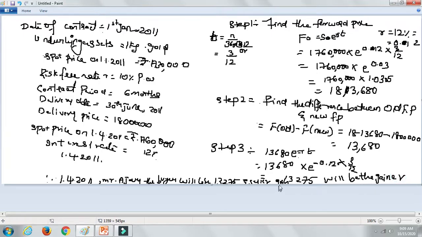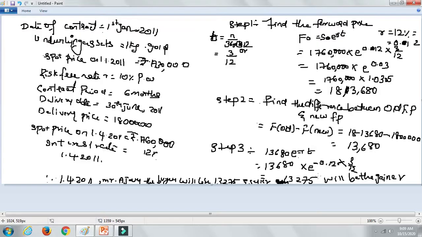There is no place as such. So on 1st April 2011, the buyer, Ajay, is at a loss. He'll be losing 13,275, whereas Vijay will be getting the benefit of 13,275 on 1st April 2011, because this is the procedure. You are supposed to calculate. These are the results. This is the fourth step.